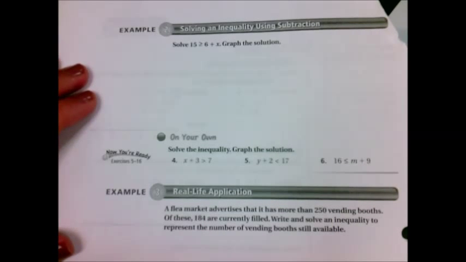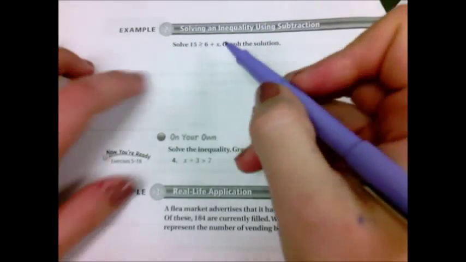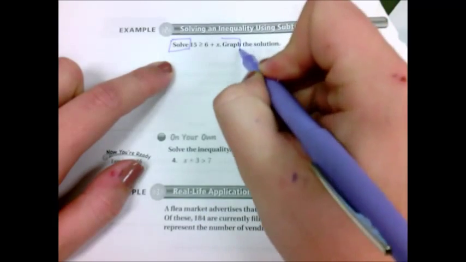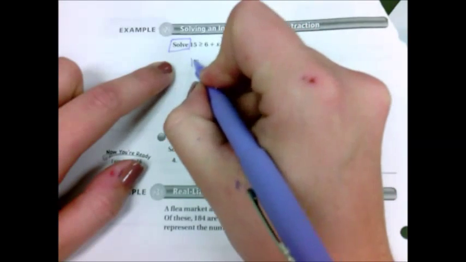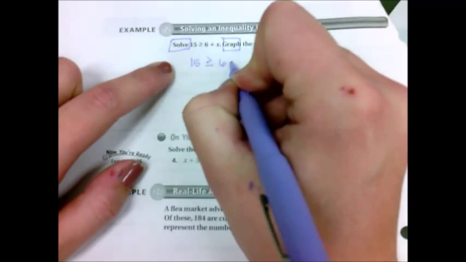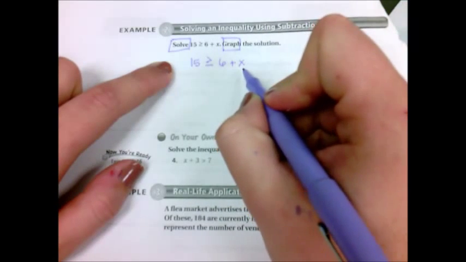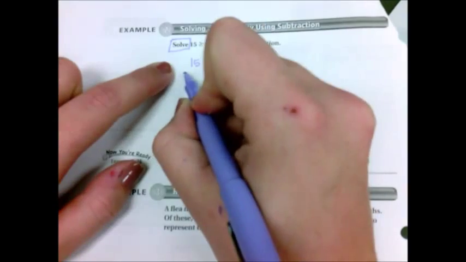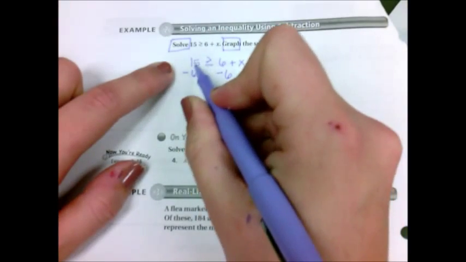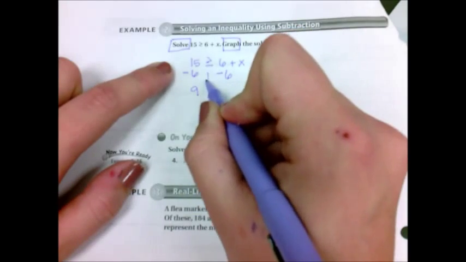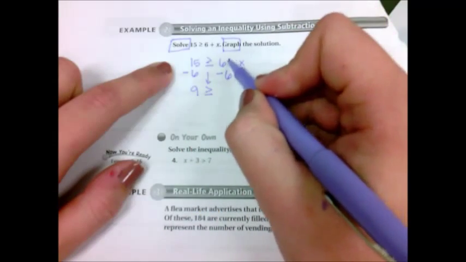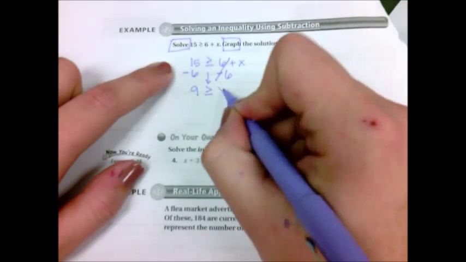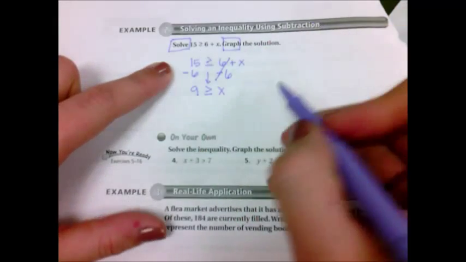We're going to go ahead and take a look now at example 2. In example 2, again, we're seeing that we need to solve and then graph. We rewrite. We want to get the x by itself. So to get rid of a plus 6, we will do minus 6 to both sides. 15 minus 6 is 9. The sign stays the same. The minus 6 and the plus 6 cancel out, and we have 9 is greater than or equal to x.